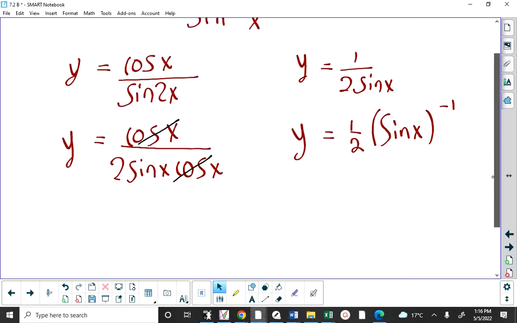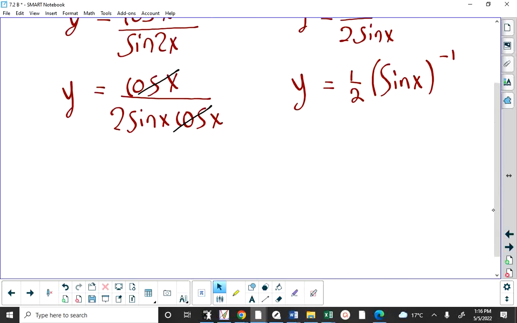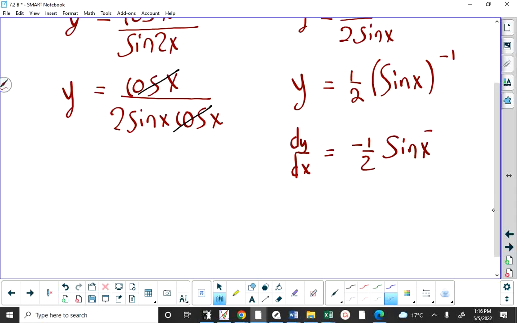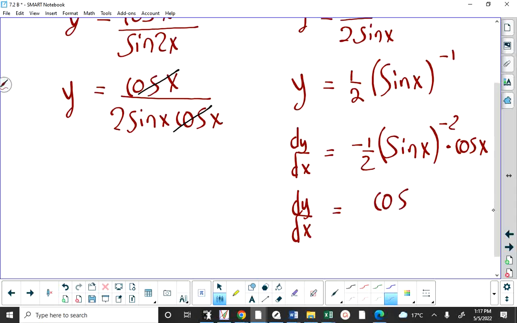Okay, what happens if you differentiate this? This is a piece of cake. dy dx equals negative 1/2 sine of x to the negative 2 times the derivative of sine of x, which is cos of x. This derivative is cos of x over 2 sine squared of x.